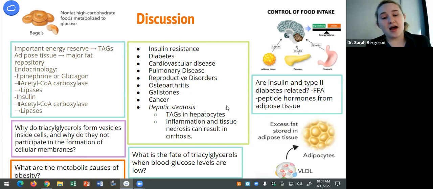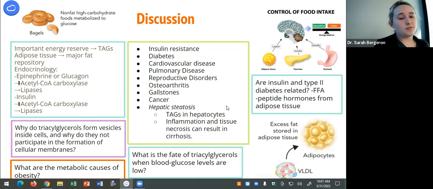What are the metabolic causes of obesity? So metabolically, this is whenever you're going to input more calories than what you can output. So it's all about that energy charge. When you have more coming in than you can work off, and that could lead to obesity.